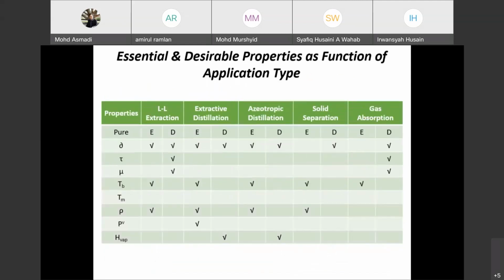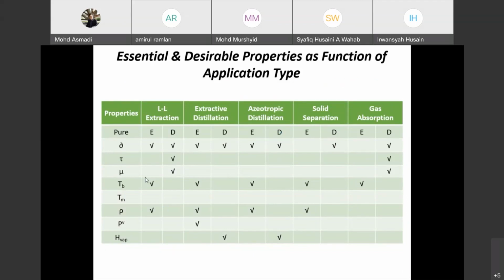Okay, kalau awak tengok dekat sini, essential and desirable properties, E and D. Kalau LL extractions, ini more to properties pure, delta, tau, mu, TB tu boiling point lah. Essentials, memang kalau LL liquid extraction, boiling point memang essential. Dia bukan desirable kalau awak tengok kat sini. Kan? Itu dia punya basic concept lah.